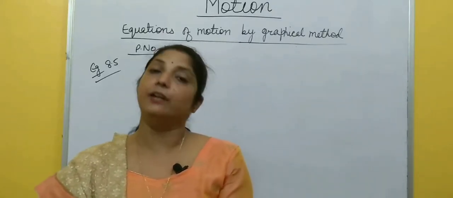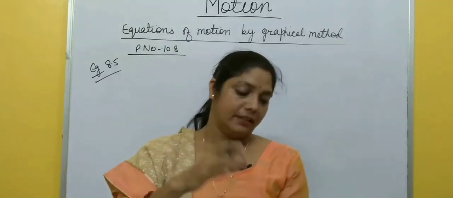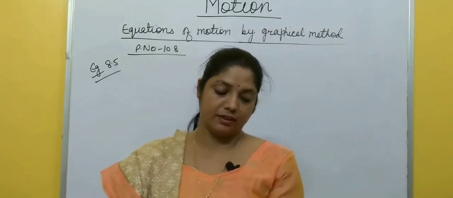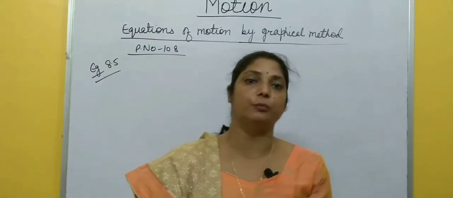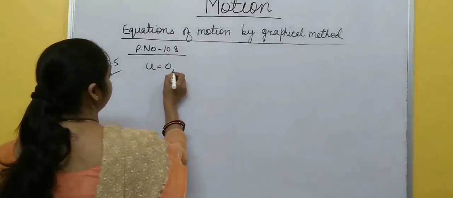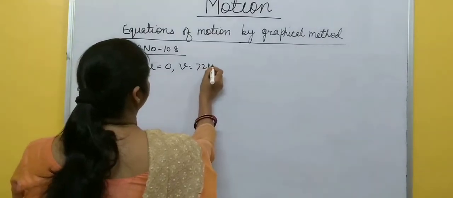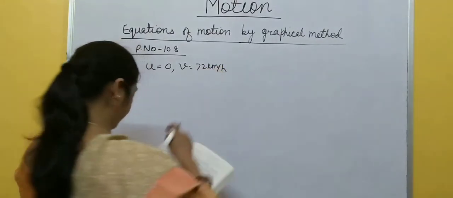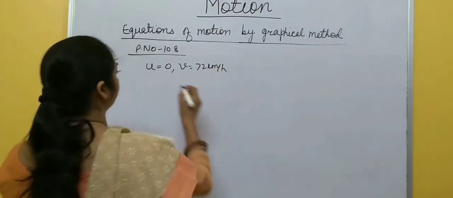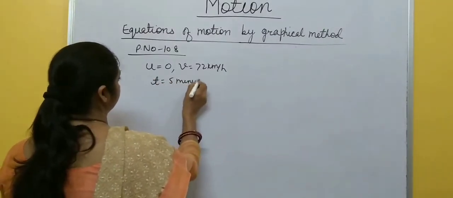In this example, it is given that a train starting from rest attains a velocity of 72 km per hour in 5 minutes. A train is initially at rest and it moves with velocity 72 km per hour. It means in this question, initial velocity is given 0 and final velocity is 72 km per hour. In how much time? Time is also given, 5 minutes.